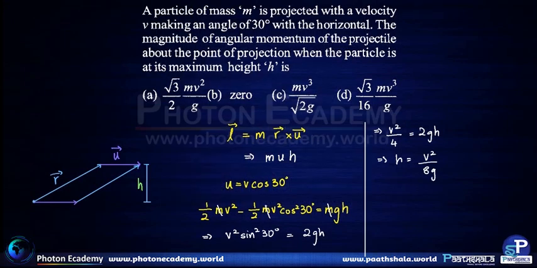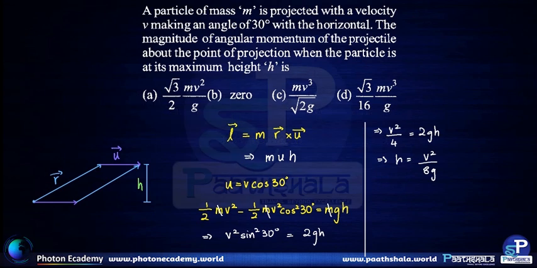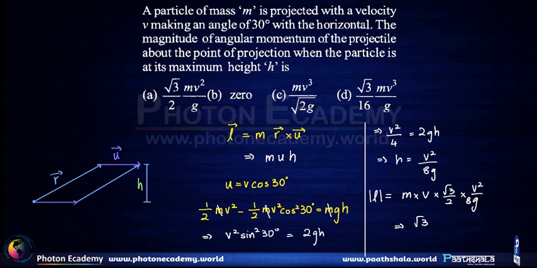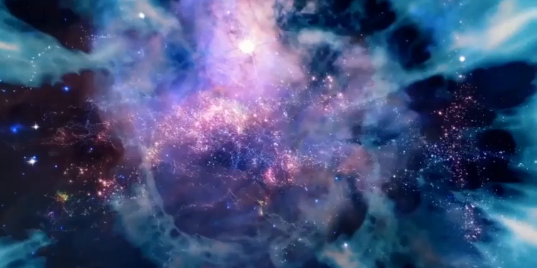So multiplying this with the mass and the horizontal velocity, we get angular momentum is equal to the mass into v cos 30, which is root 3 by 2, into v square by 8g. So root 3 by 16 into mv cube by g, which matches with option D. Hence option D is the answer.